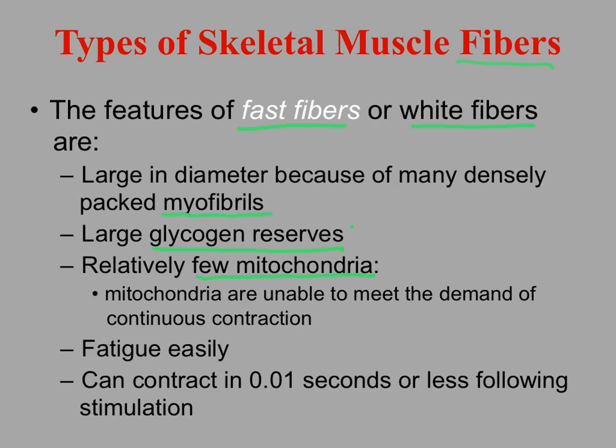So even though there are large amounts of glycogen in the cells themselves, the mitochondria can only create ATP so fast. So fast muscle fibers fatigue very quickly. They get tired quickly. But the advantage is that because they have so many myofibrils, so many contractile structures, when these cells do contract, they contract very quickly and very forcefully. They are able to contract in about 0.01 seconds or less following the signal coming from the nerve cell.